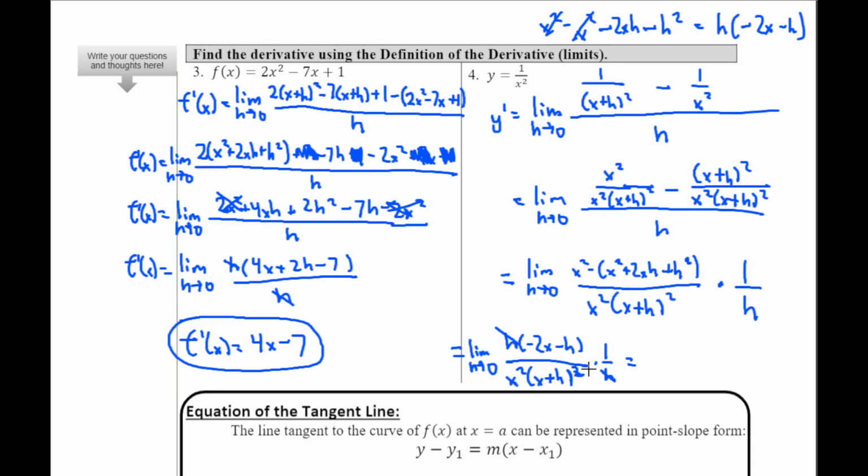Now you've canceled out the h on the top and bottom, you can just plug in the 0 for the h using direct substitution. And that just gets you negative 2x minus 0, which is just negative 2x, over x squared times x squared, which is x to the 4th. And that simplifies, you can get rid of the x on the top and bottom. That's negative 2 over x cubed right there. And that is your derivative.